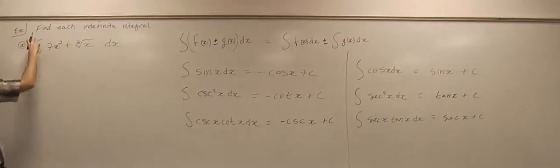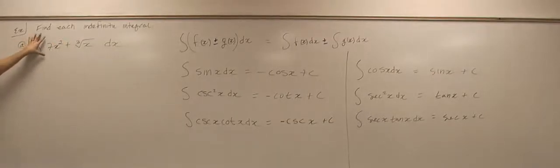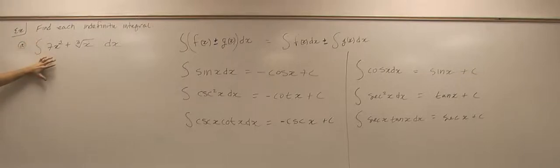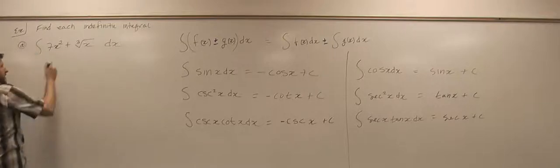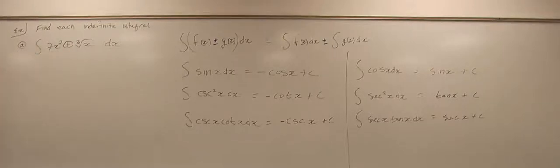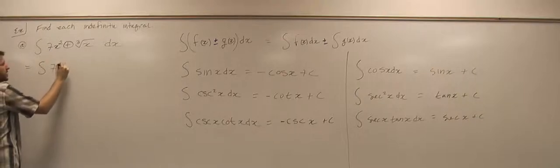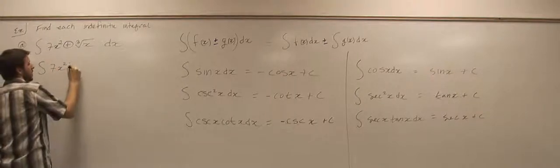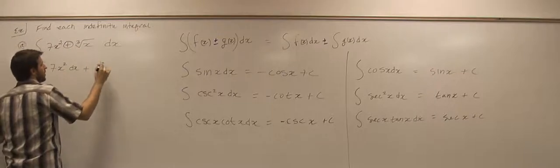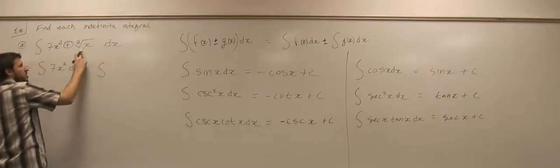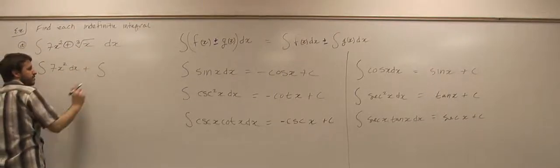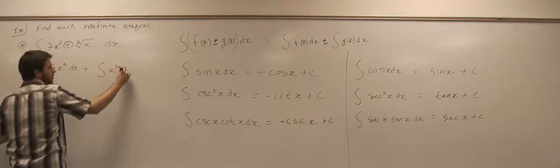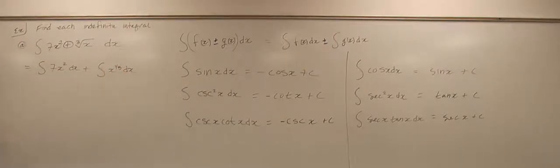Right, so now this is an integral sign, so I know I'm going backward. I'm trying to find the antiderivative and then add a c. Because it's a plus sign, I can do the antiderivative of each one. So I just need to do the integral of 7x² plus the integral of cube root of x. What do you think I should do with the cube root of x? Make it a power. So then I have to do both of these.